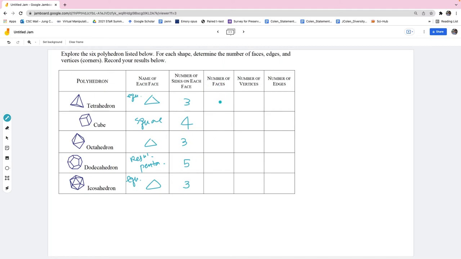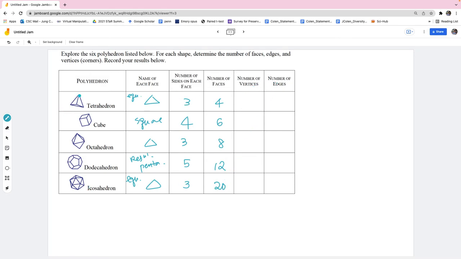Number of faces. How many faces are there in total? We have 4 because it's a tetrahedron, right? 4. It's a cube. We have 6 faces. Octahedron, 8 faces. Dodecahedron, 12 faces. Icosahedron, 20 faces, right?